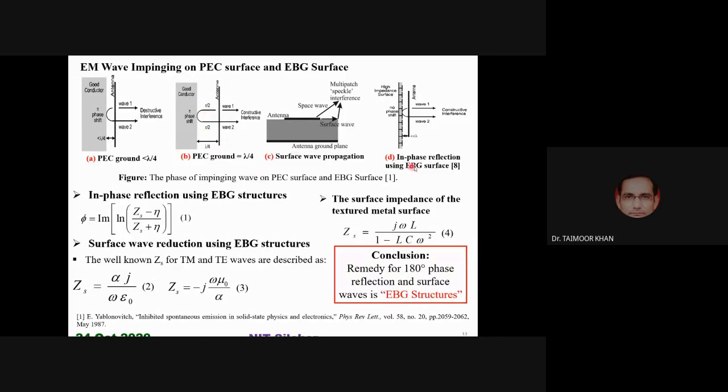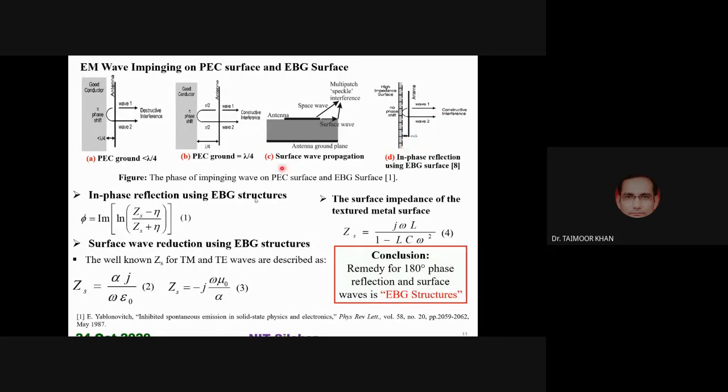Now come to figure D. What we have done here is create high impedance surfaces using an EBG structure. These are periodic elements placed using certain rules for the distance and size. The distance between these high impedance surfaces is very, very small as compared to lambda.